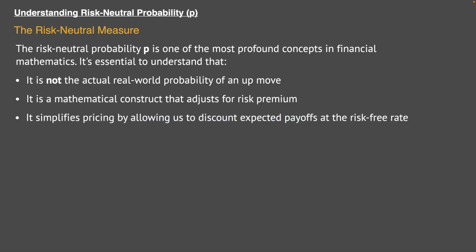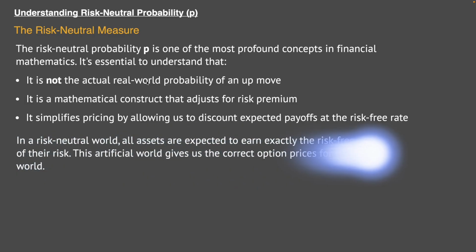So, risk neutral measure simplifies the pricing by allowing us to discount whatever the expected payoffs are at the risk-free rate. So how are we going to discount it? E to the power of minus small r into capital T, that is the discounting factor. So risk neutral probability helps us discount the expected payoffs using the risk-free rate.